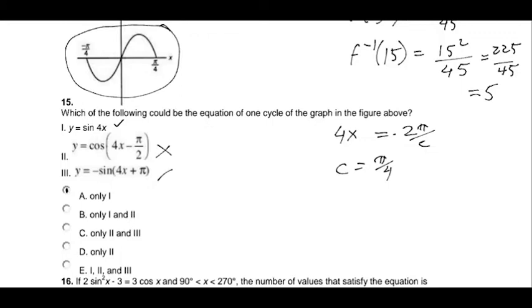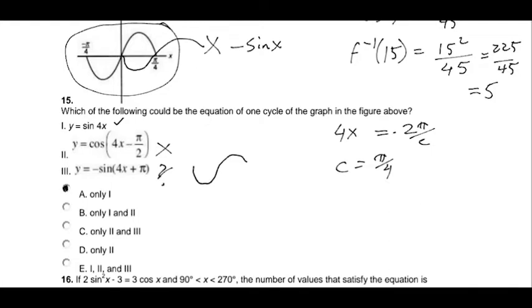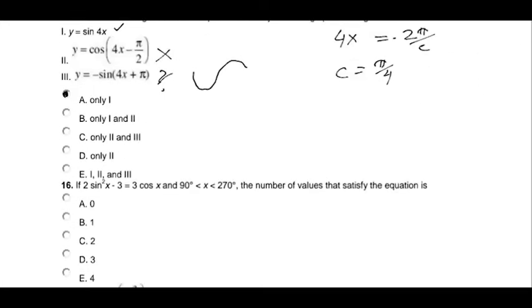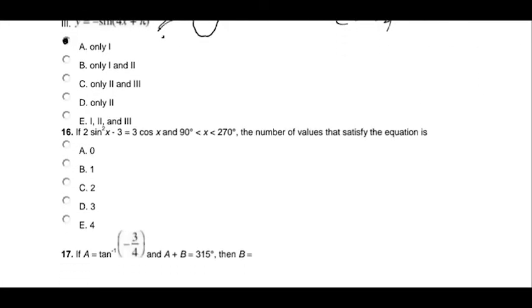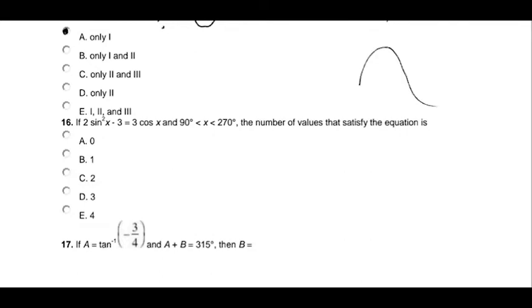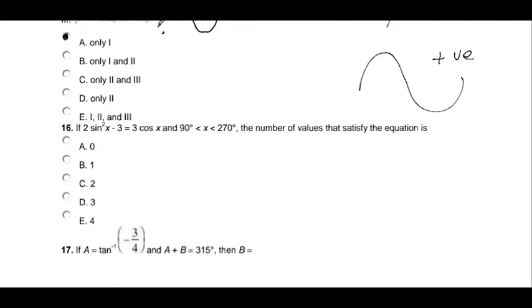It cannot be this one because that's negative sine, and that means it would be inverted, so it would look like that from this point onwards. So that's not possible. That would be minus sine x. So the answer again is A, because the period matches and it's a positive function, which will start and look like that. Alright, so let's go on to the next one.